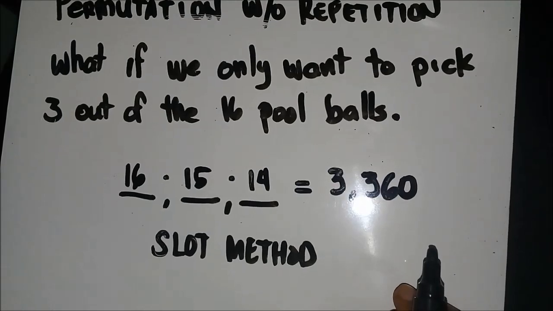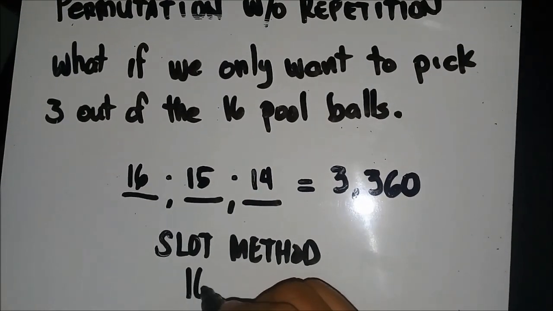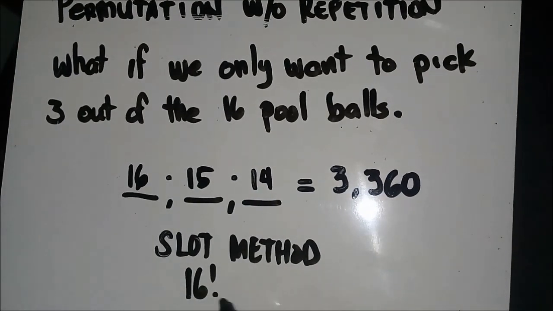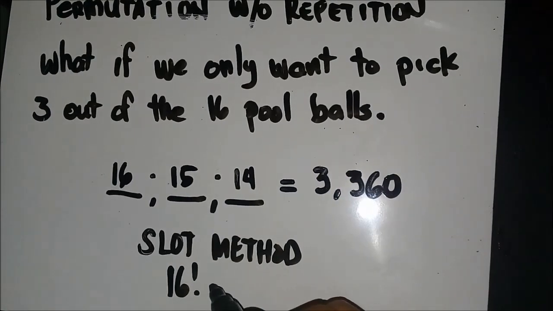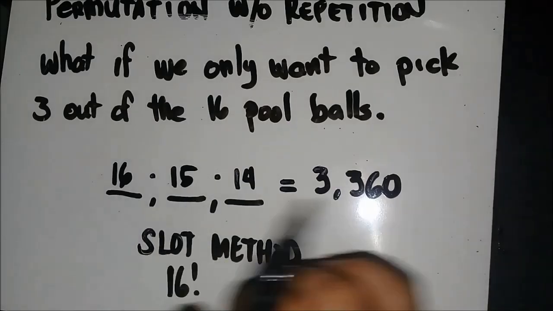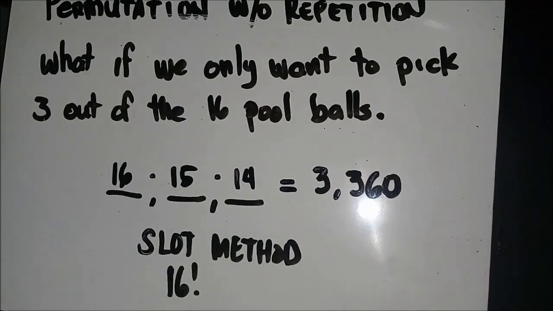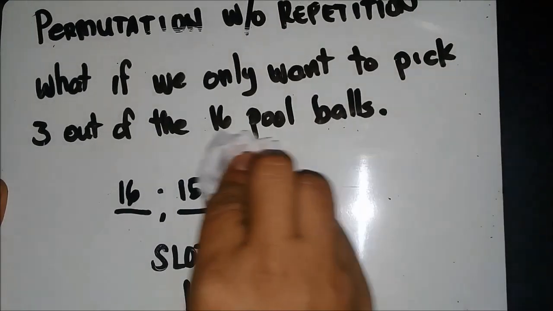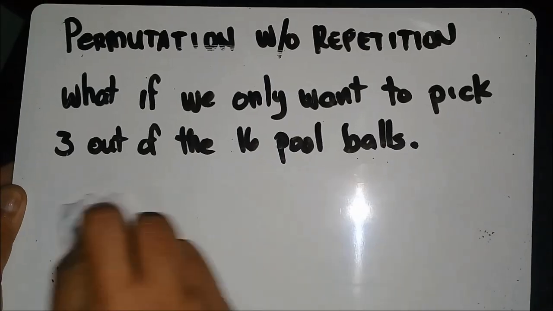Because when you try to write 16 factorial, it will multiply all the positive integers from 16 all the way to 1. But we do not want all 16 balls. We only want 3 of them. So what are we going to do to apply the factorial notation? Well, there is a neat trick with that.